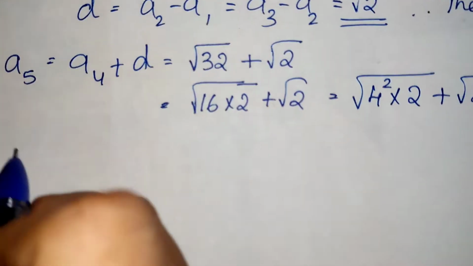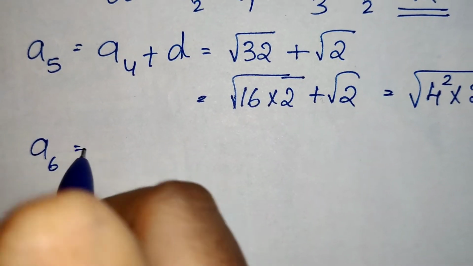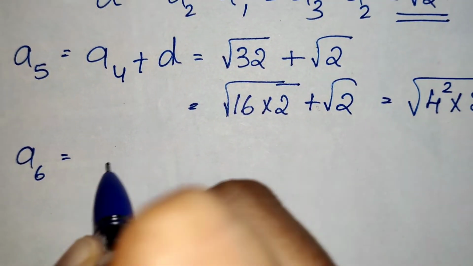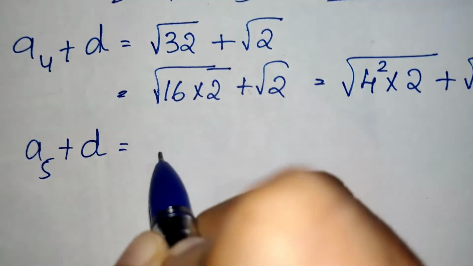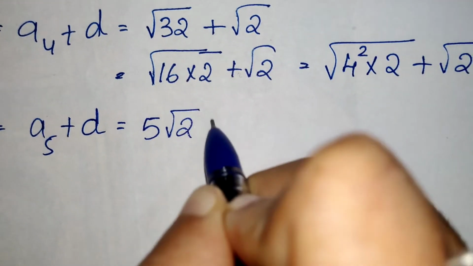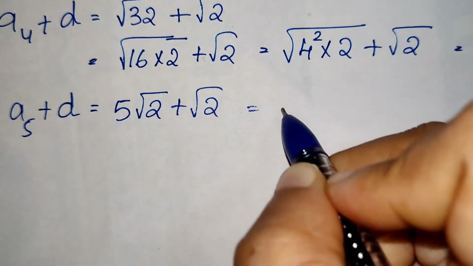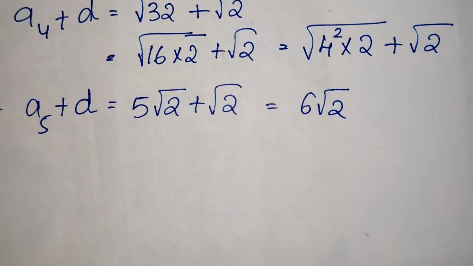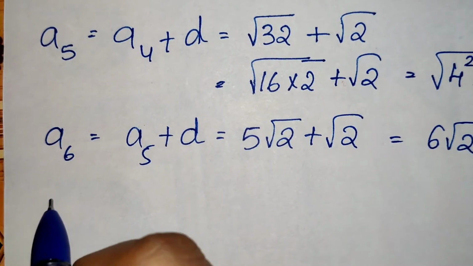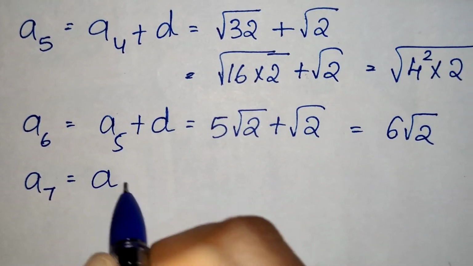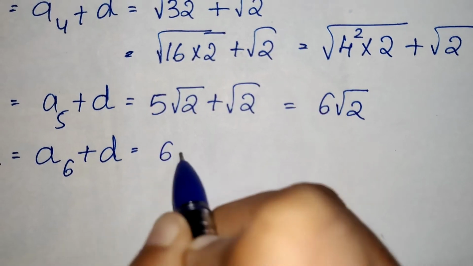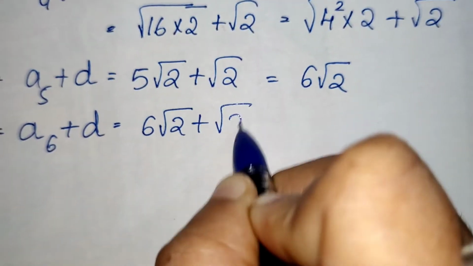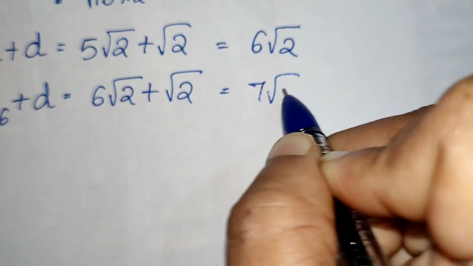So I'll write the sixth term A6. So how we will get the A6? A5 plus D. So A5 is 5 root 2 plus root 2. I get 6 root 2. Again A7, A6 plus D, which is our A6, 6 root 2 plus common difference root 2, 7 root 2.